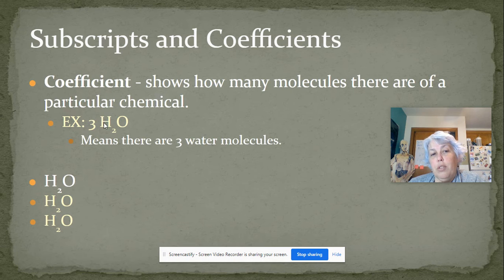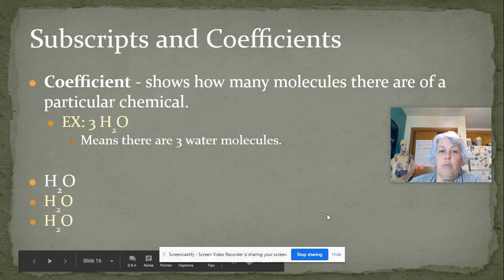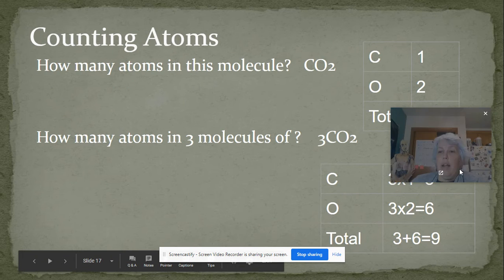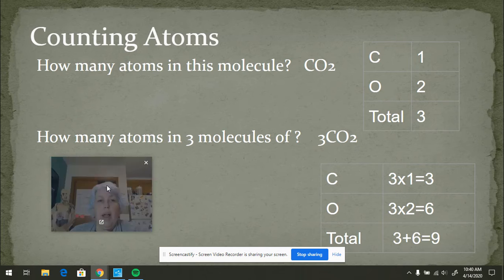So a different way we could do that is, like in math, we can distribute this 3 to each atom. So 3 times 2 hydrogens is 6 hydrogens. 3 times 1 oxygen is 3 oxygens. So 2 times 3 is 6 hydrogens. 1 times 3 is 3 oxygens. All right, so here's some practice here.